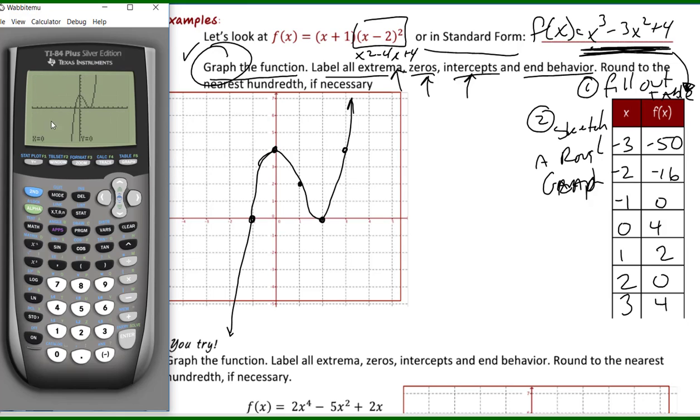Now, what Zbox basically does is it's going to make a box and it's going to zoom in on whatever box you make. So what I want to do is make a box around this little area here. What I mean by that is I want to make a box that looks like this, because that's really what I care about. This I don't necessarily care about, and this I don't care about. I care about what's inside, because that's where all the extrema, zeros, intercepts, and all that stuff are going to be. So let's make a zoom box that looks like that.